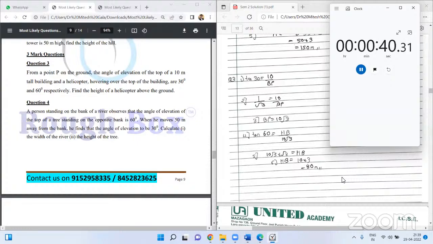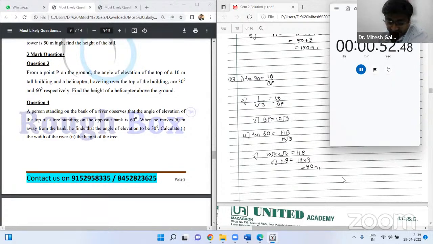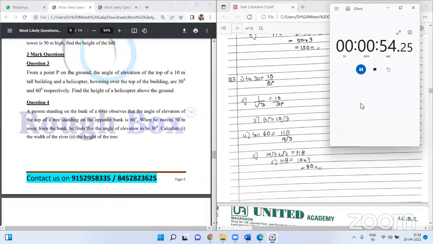Sir, in this chapter, mostly we will have to apply the tan part sums, no? In the school prelims, we have got sums where we had to apply sine and cos as well. Possibly you can get sine, cos, tan, anything.